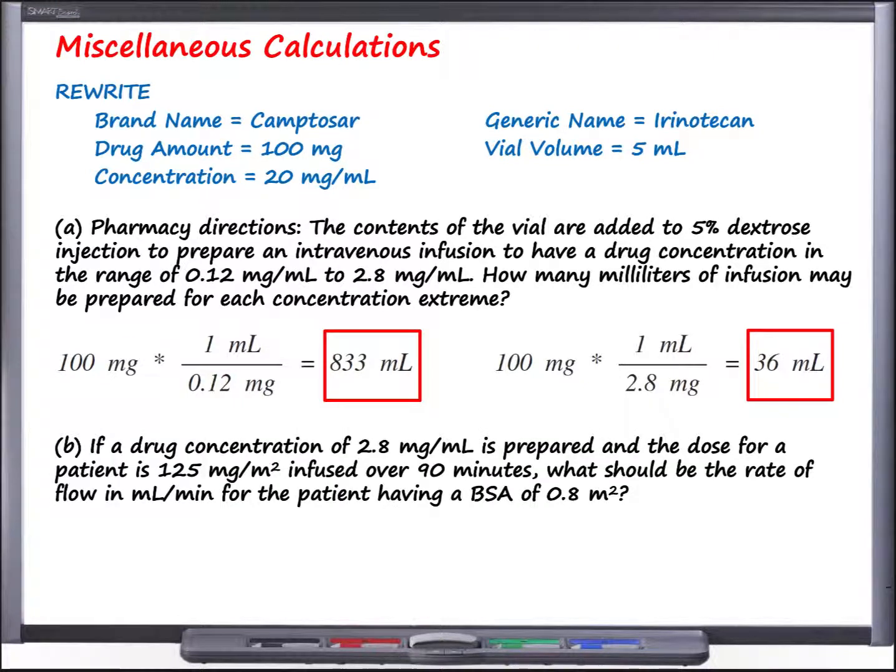The next question says, all right, now if the concentration we actually want is the higher one, the 2.8 milligrams per mil, so if that's prepared, and the dose for a patient is actually 125 milligrams per meter squared to be infused over 90 minutes, what should the actual rate of infusion be in the units of milliliters per minute for a patient who has a body surface area of 0.8 meters squared?